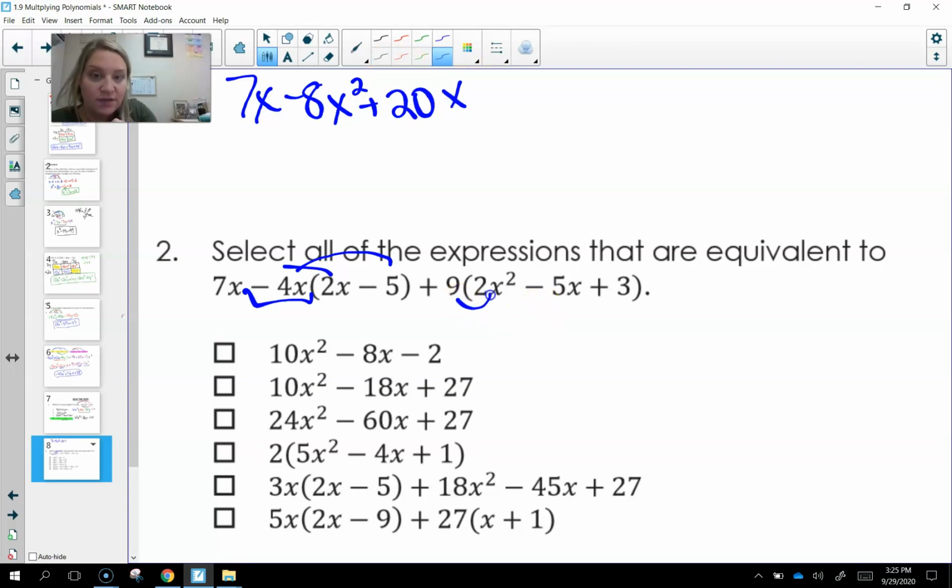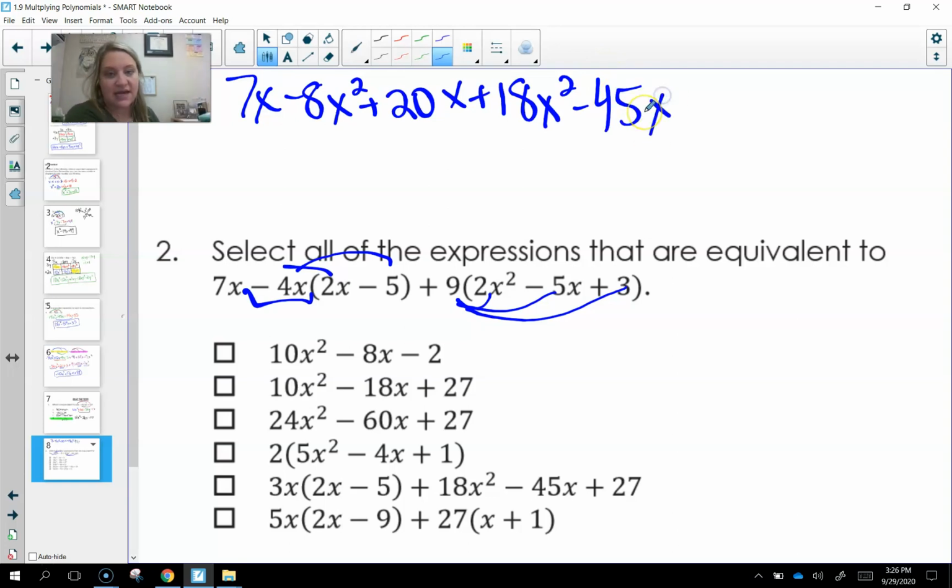All right, and we're going to distribute this 9 also. So 9 times 2x gives me a positive 18x squared. 9 times negative 5x gives me negative 45x. And then 9 times 3 gives me 27. All right, let's simplify. I see negative 8x squared plus 18x squared. So that gives me 10x squared.